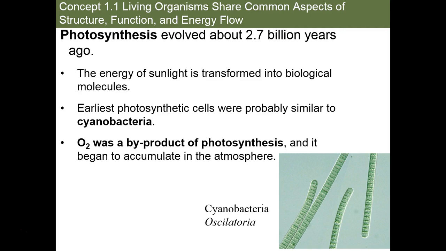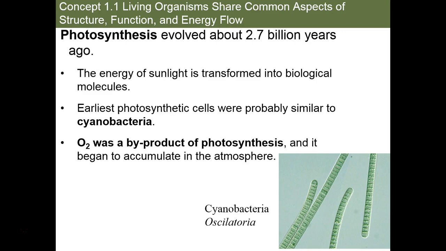Next major step for life was the formation of photosynthesis. Photosynthesis evolved around 2.7 billion years ago. We will learn about photosynthesis in a later chapter. However, the short definition of photosynthesis is the utilization of light energy to produce carbohydrates such as glucose. This is often done with chlorophyll in plants. So in short, the energy of sunlight is used to produce biological molecules.